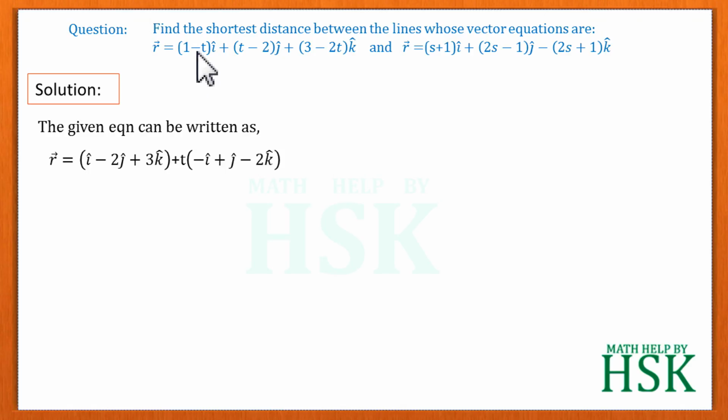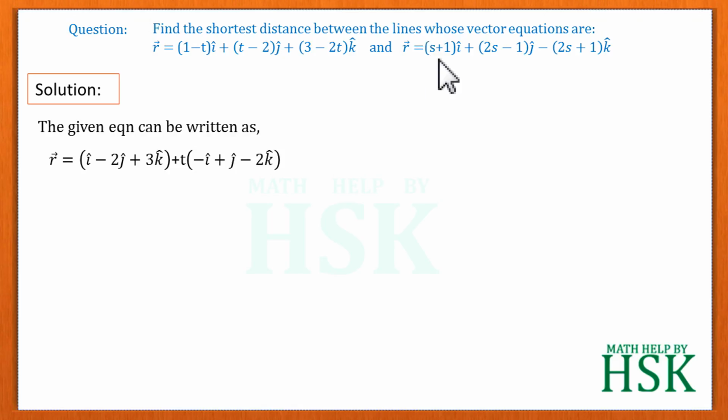You can see that this i is obtained because the first bracket contained 1 into i. The second bracket contained minus 2, so minus 2j. The third bracket contained 3 into k, so I obtained 3k. Similarly, minus t multiplies with i, t multiplies with j, and minus 2t will multiply with k, and on taking t common I get minus i plus j minus 2k.